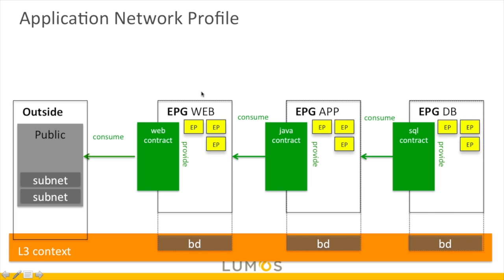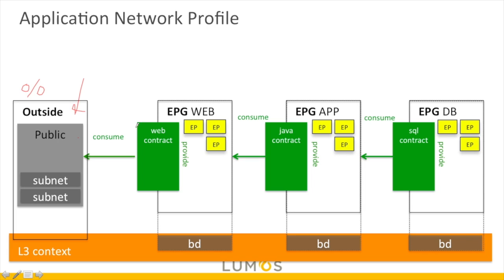In an application network profile, we have, again, the concept of the outside world. Typically, we'll call this an L3 out or an outside EPG, which represents a layer 3 network. A lot of the times that will be the subnet of 0/0. So that means everything.